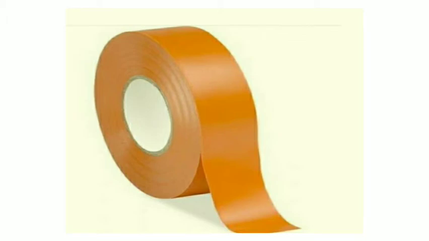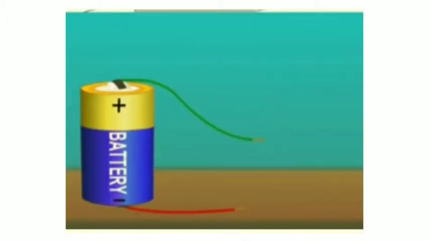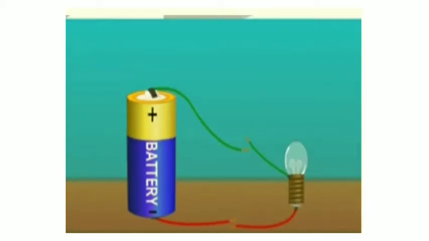Now take the electric cell and fix 2 copper wire on each terminal with the help of plastic tape. Fix one end of an exposed copper wire to the cylindrical metal base of the bulb with the help of plastic tape. Take another copper wire and fix its exposed end to the base of the bulb with the plastic tape.